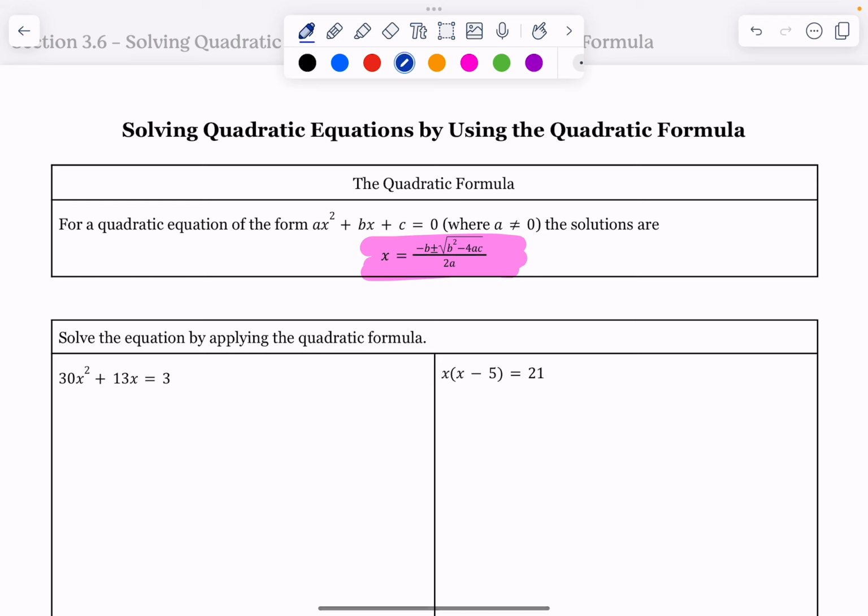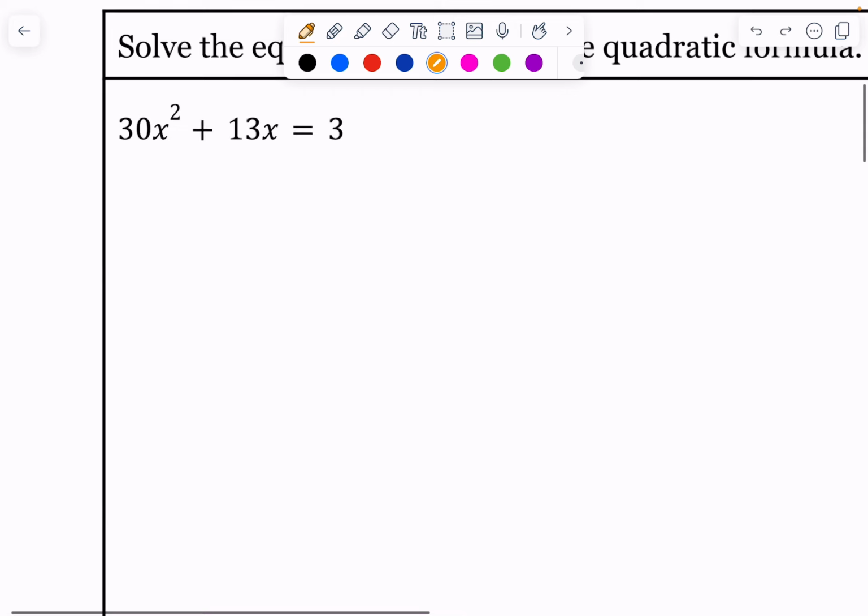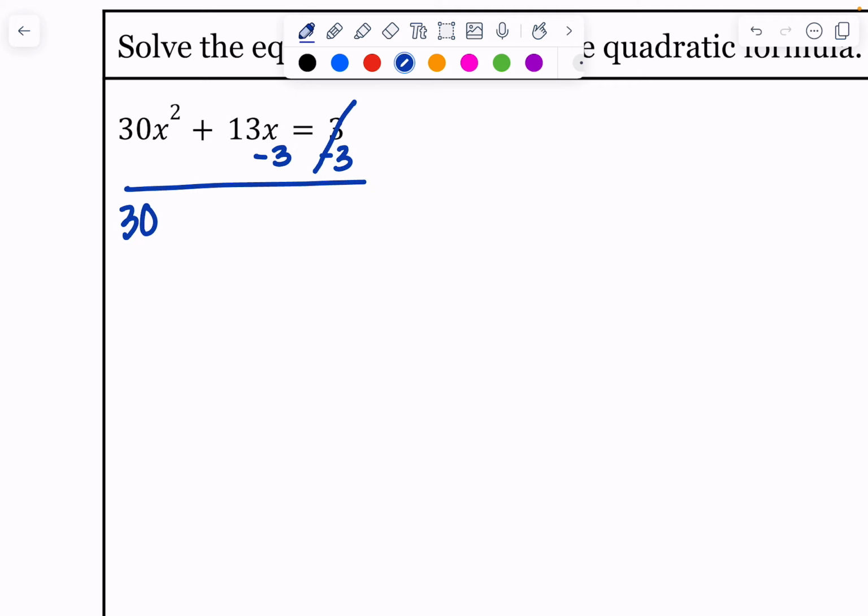So we're going to apply this formula. And note that here we need to have a 0 on the right side and no parentheses or anything on the left side. So let's get started. We've got 30x squared plus 13x equals 3. So we need to get a 0 on the right side before we start. So we're going to have 30x squared plus 13x minus 3 equals 0. And now we have our a is 30, our b is 13, and our c is negative 3.